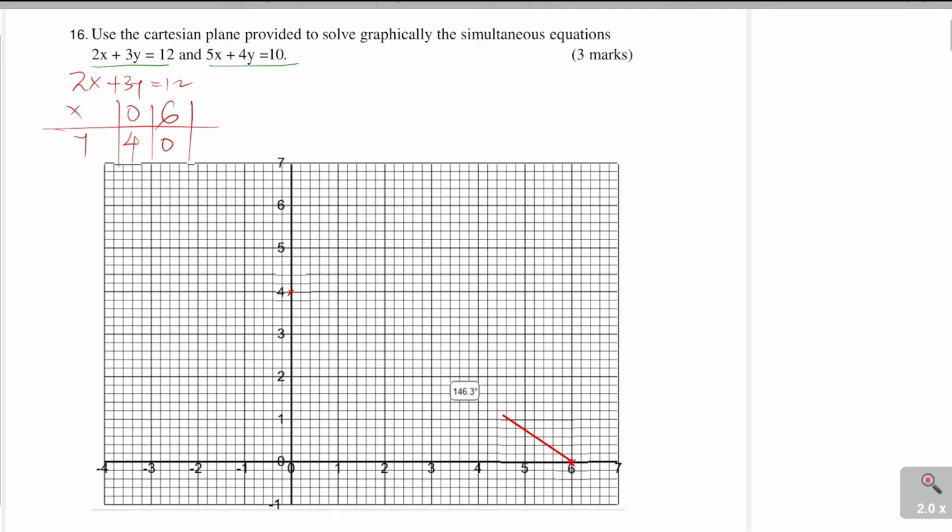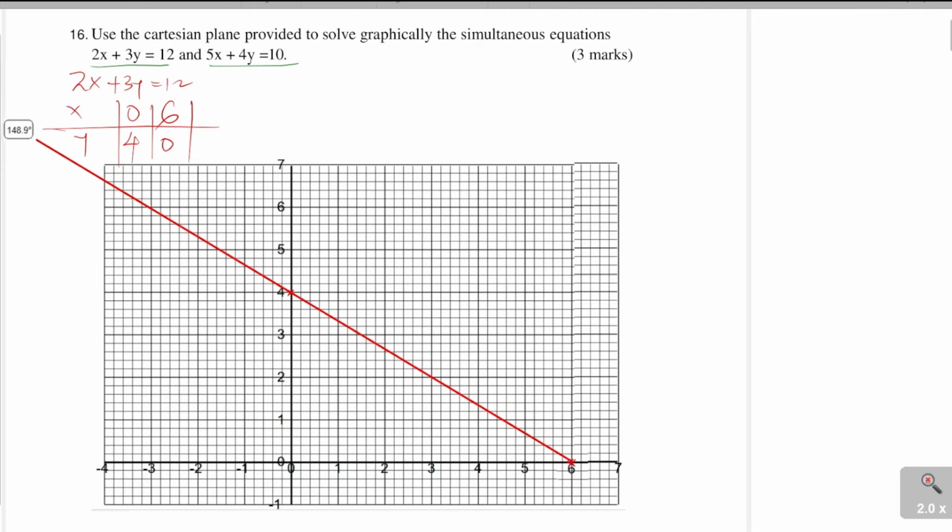Draw a straight line like that. So that is the line. It is passing through these 2 points, (0, 4) and (6, 0). So that is the first line. The other one, you can write the equation of these. So this is 2x plus 3y equals 12. And then you have the other one, 5x plus 4y equals 10.